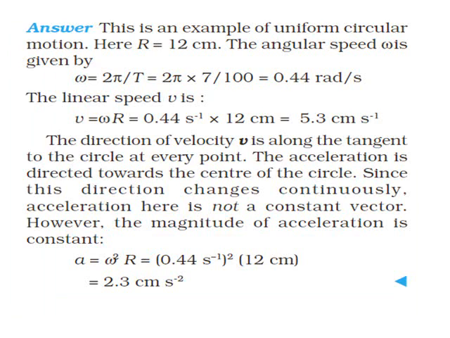So here omega equals 2 pi nu or 2 pi by T. So it will be 2 pi into 7 by 100, meaning 0.44 radians per second. And the linear speed will be equal to omega into r. So by putting it in, you get 5.3 centimeter per second. And I have explained in the last question also that it is not a constant vector. And the magnitude of acceleration will be omega square r. By putting it in, you get 2.3 centimeter per second square.